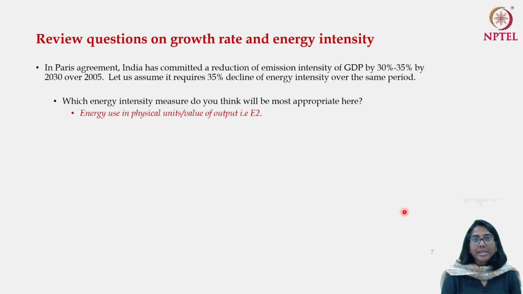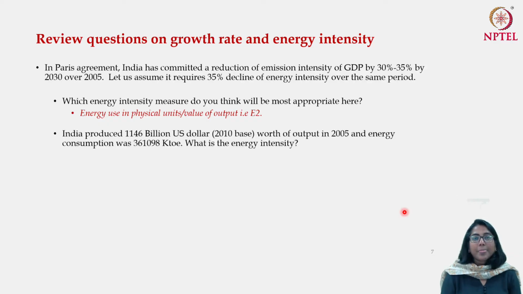I would say it's going to be E2, because you may have data on the physical units of energy consumption and you don't have to convert it to value. So if you have data on E1, go for that. If you have data on E2, then you go for that. If you don't have data on E1 or E2, then it's better to go for E3.